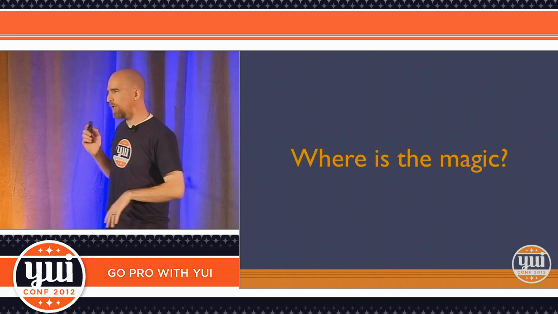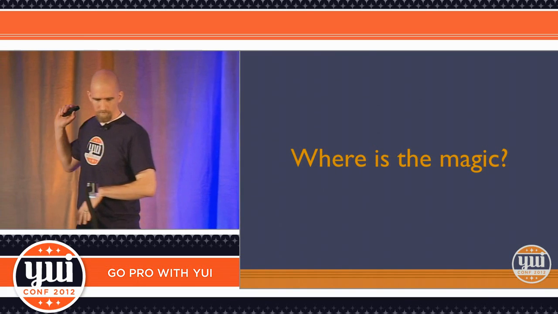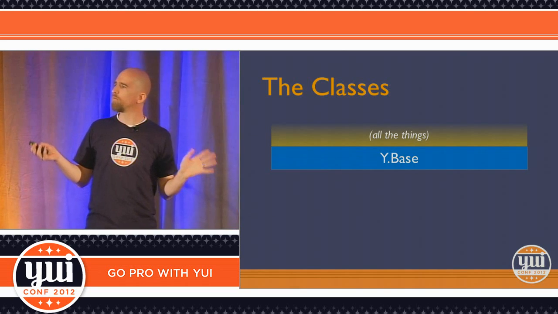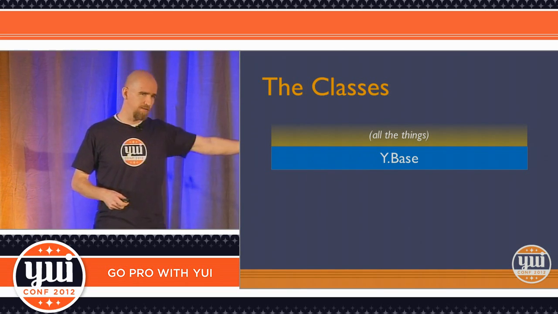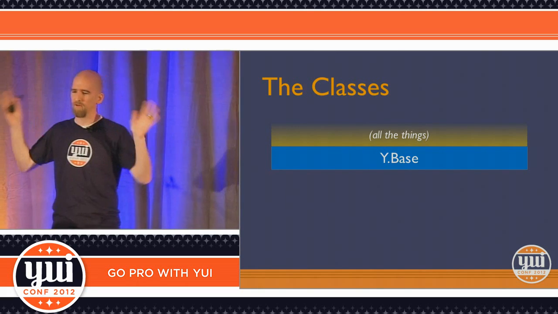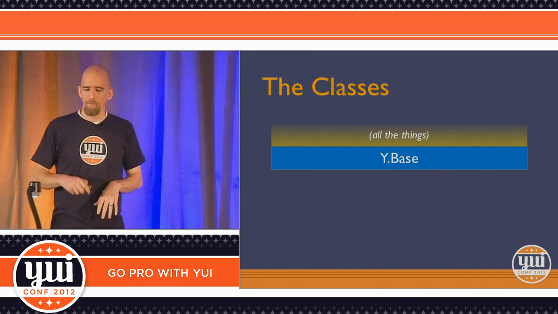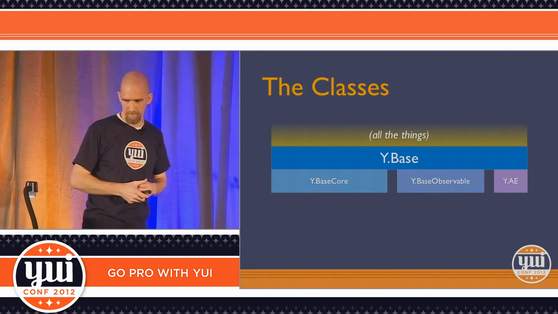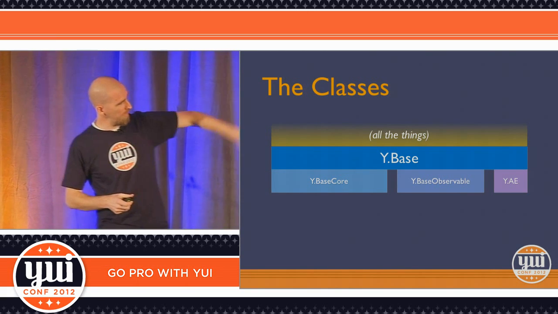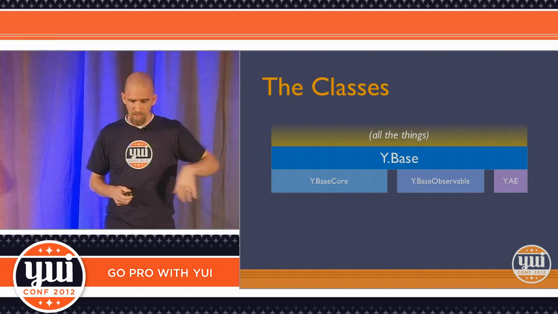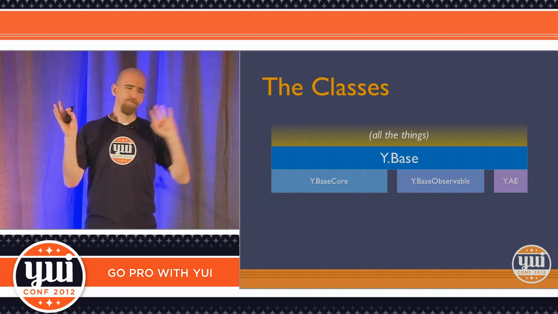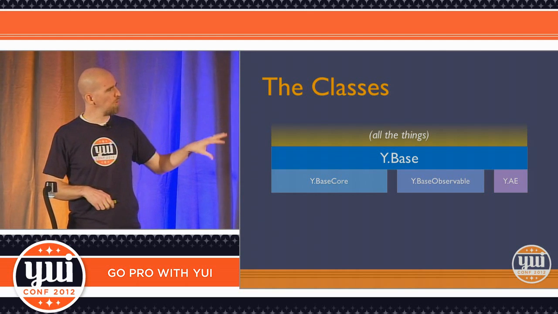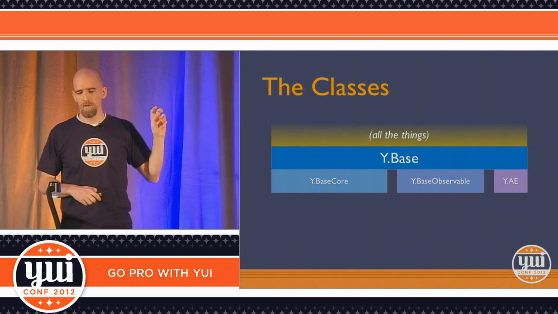Okay, so let's talk about where the magic is coming from. The classes involved, there are a number of them. You're most likely going to be familiar with Base, because all the things are built on top of Base. Base has 3 primary pillars under it, well, I suppose 2 primary pillars under it, and then AttributeExtras, which is not worth talking about. It has a really small API, it doesn't really do anything. Okay, so BaseCore and BaseObservable.